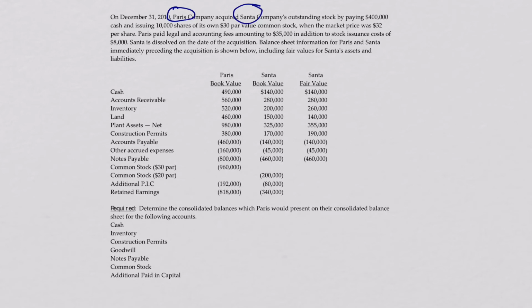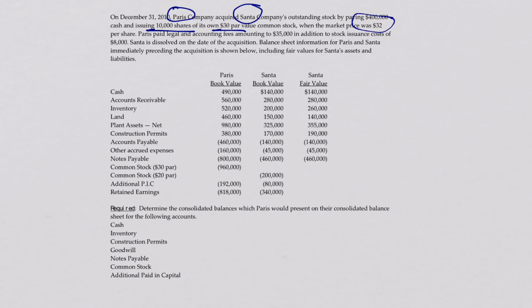We've got parent Paris buying Santa, paying $100,000 and issuing 10,000 shares of stock, par value 30. Market value is going to be shown here. So now we know the market value is $32 per share. Bingo, we're in business here, with only one exception on the calculator in front of me. So that should make this fun. Let's see if I can pull that up while I'm talking. Here we go. There's the trusty calculator.